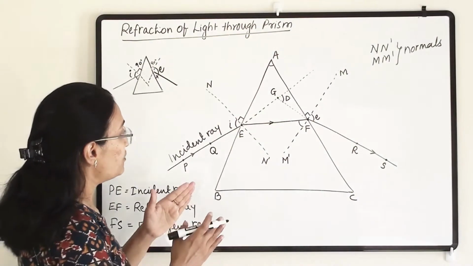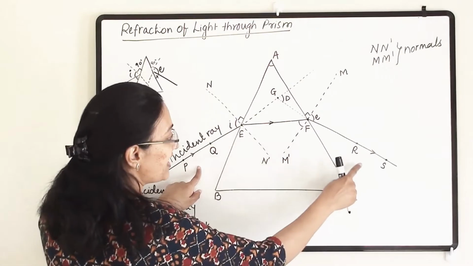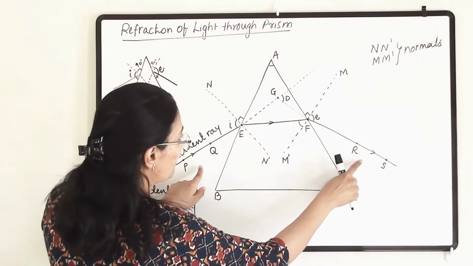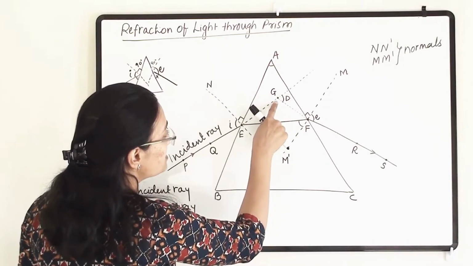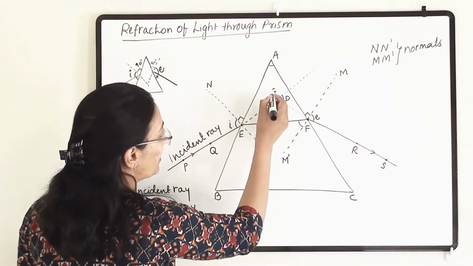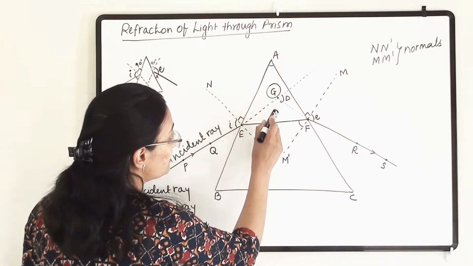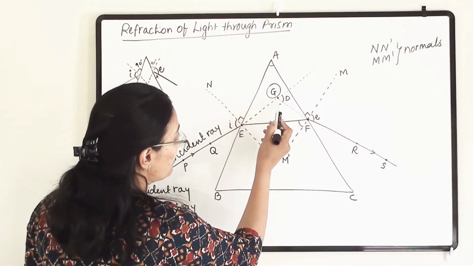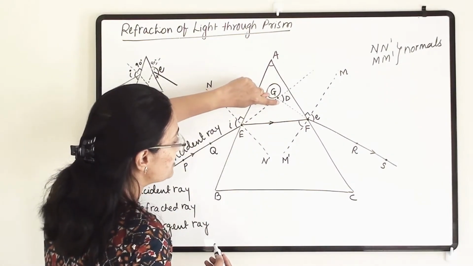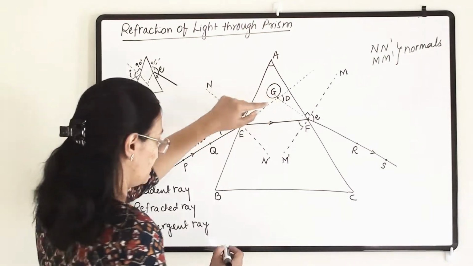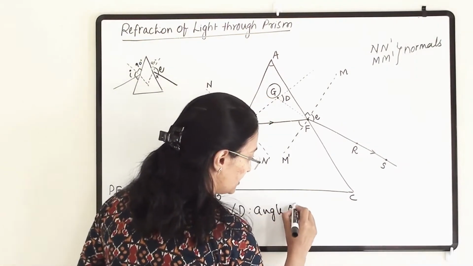Now when we extend these two rays, the incident ray and the emergent ray, over here, they both will meet at one point. That point we have taken as G. When these two rays meet each other, they form one angle over here, which is known as the angle of deviation. So angle D is the angle of deviation.